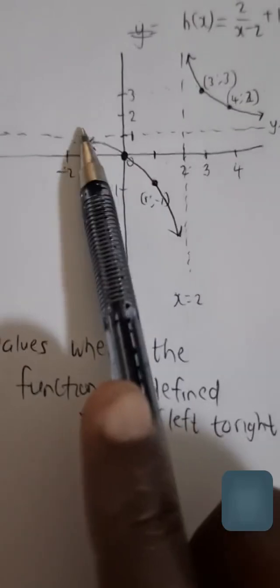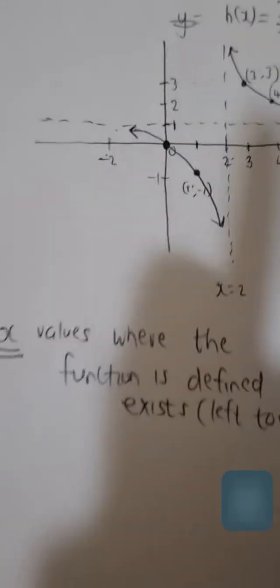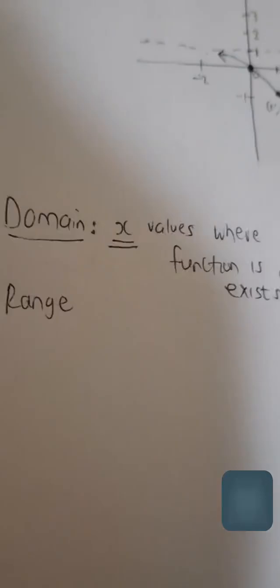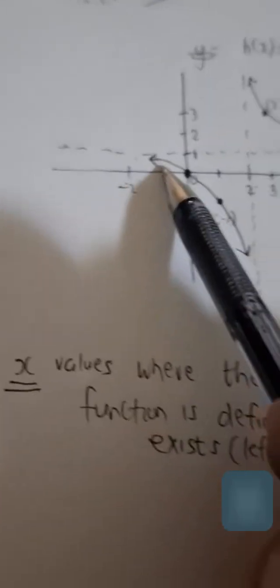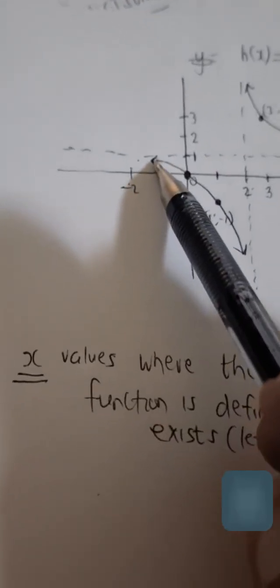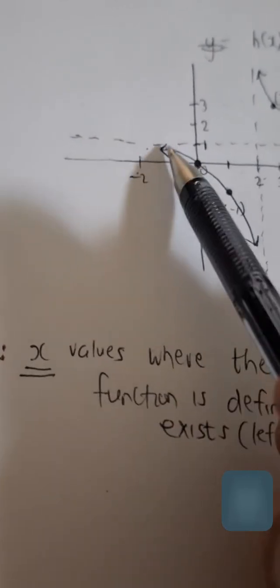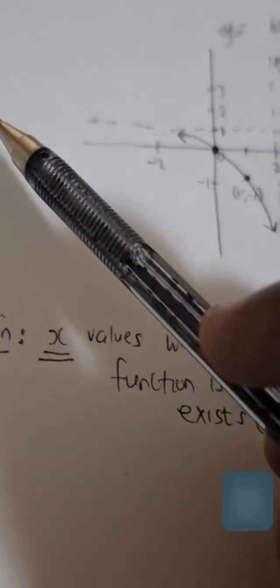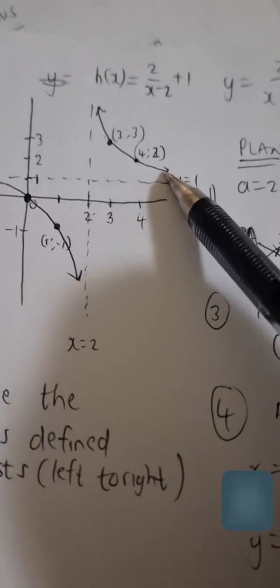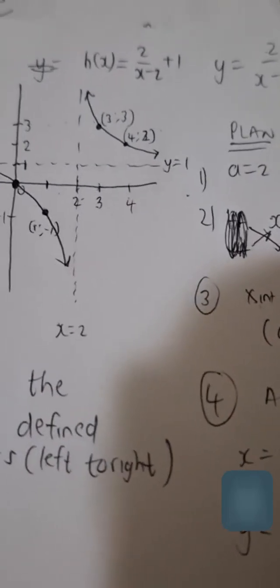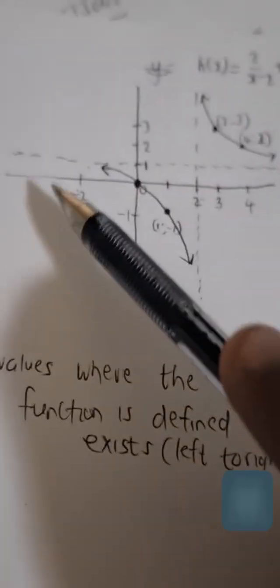But the function exists everywhere from left to right. That is why, when we write down the domain for the hyperbola function, we say the following. You can see this arrow is an indication that this function will continue infinitely to the left, and this arrow is an indication that this function will continue infinitely to the right. Does that make sense? Yes. So for all x values, this function will exist.